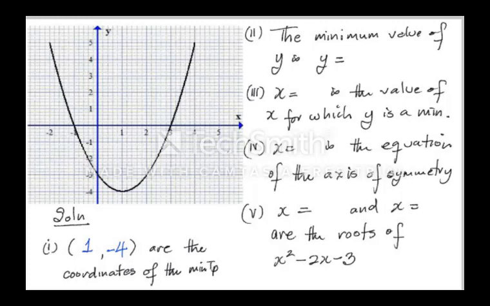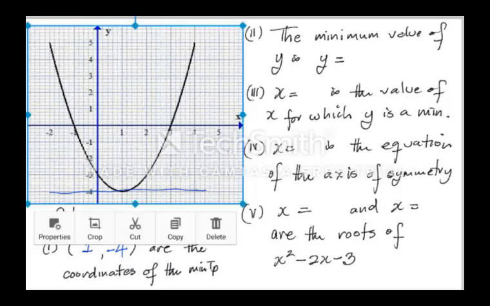Number 2. What is the minimum value of y? The minimum value of y is another way of saying the value of y at the lowest point on the graph. To answer that, I'm going to draw a line down here at the lowest point on the graph. This is where it cuts the y-axis. Let's straighten up this line a little.